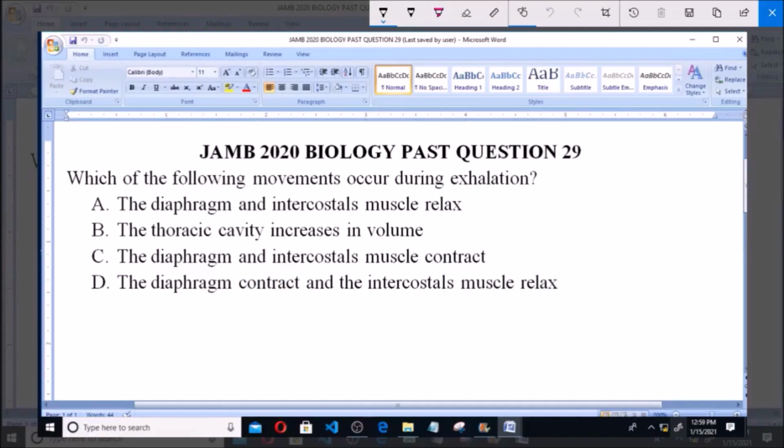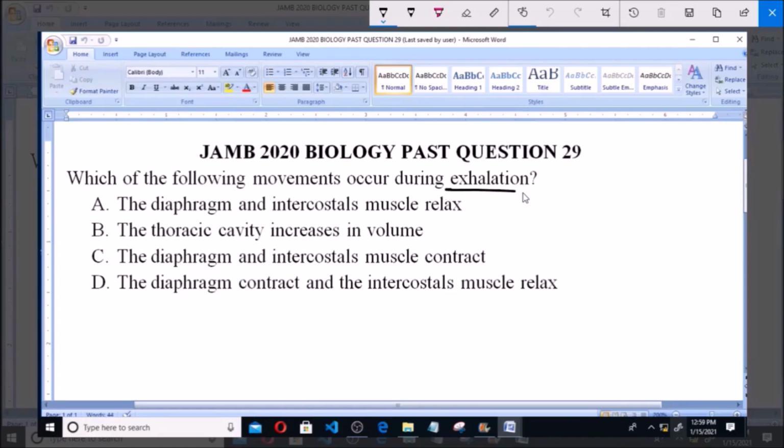I'll be answering JAMB 2020 Biology Past Question 29. Which of the following movements occur during exhalation? A. The diaphragm and intercostal muscle relax. B. The thoracic cavity increases in volume. C. The diaphragm and intercostal muscles contract. D. The diaphragm contracts and intercostal muscle relax.